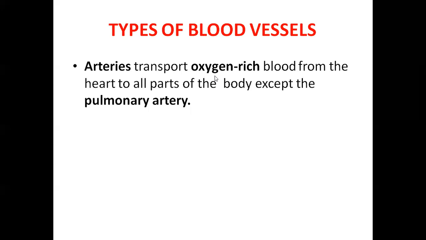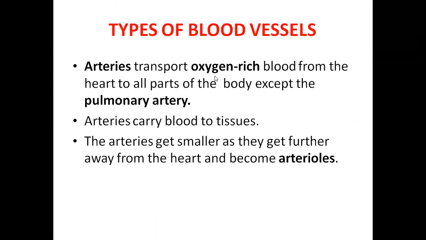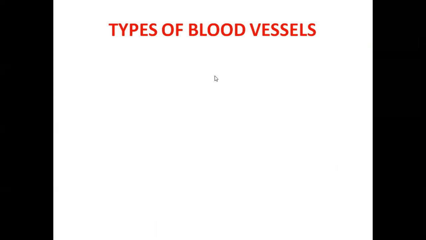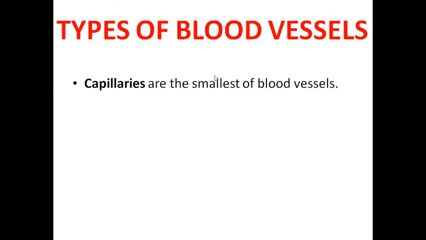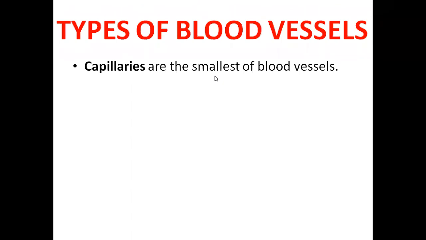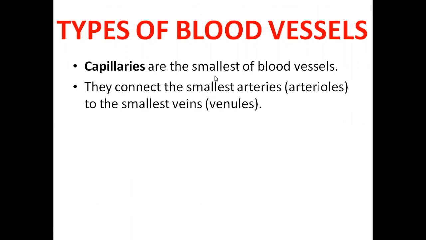This is good for multiple choice questions or any other exams you take. So arteries carry blood to tissues. Okay, that's what you have to note. Now the arteries get smaller as they get further away from the heart, and they become the arterioles, as I showed you on the diagram. The capillaries are the smallest of blood vessels, as I said. They connect the smallest arteries, called arterioles, to the smallest veins, which we call the venules.